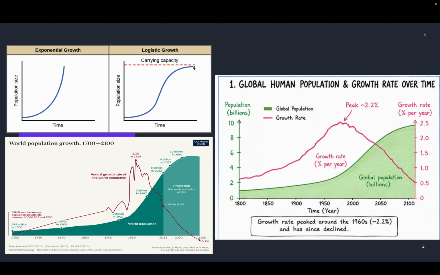And one educational source explains, as populations near their environmental limits, the growth rate decreases. As you can see, the environmental limits right here. And onto this population size right here. As you can see, the 2.2% is the growth rate.